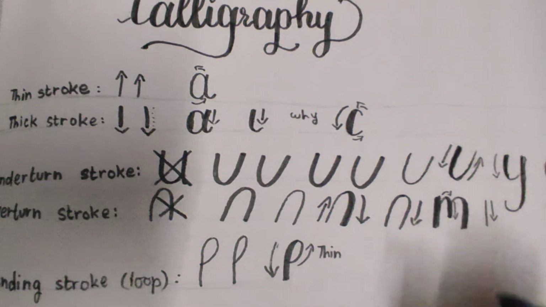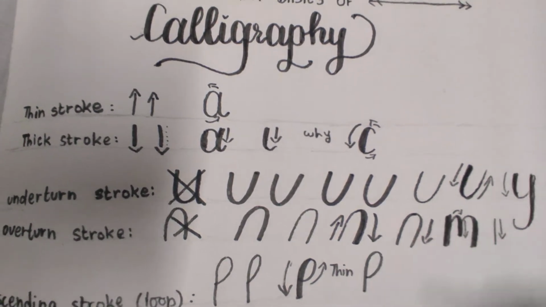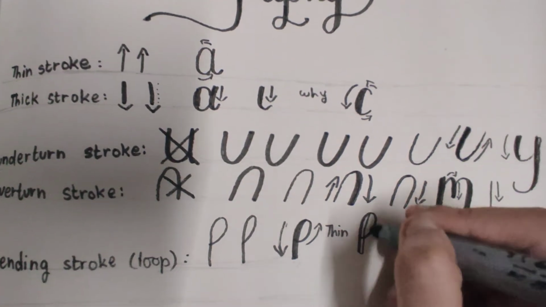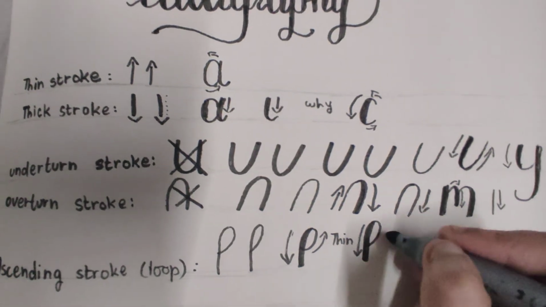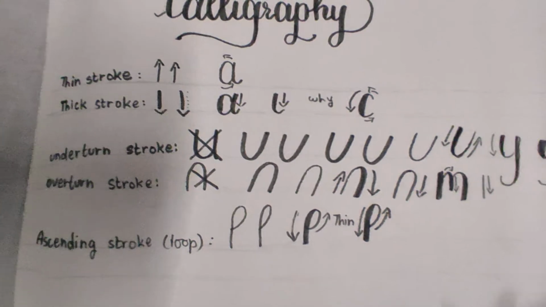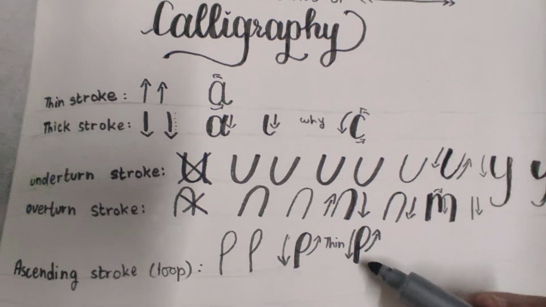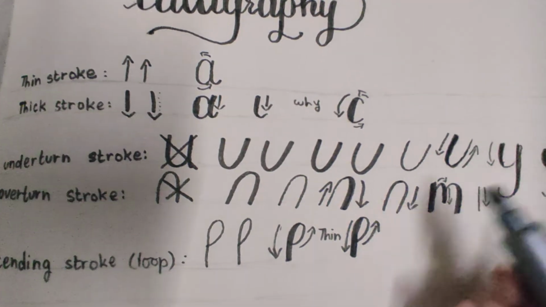thick. Let me tell you one more time. Whenever you are making an ascending loop, you make only this part thick because only this part is coming from up to down. This part will remain thin because this part is not coming from up to down. This part is coming from down to up. That's why we'll keep it thin.